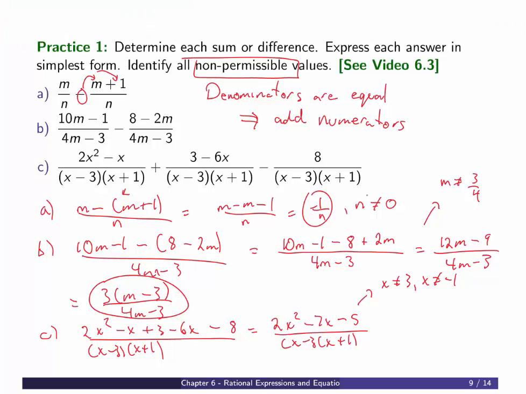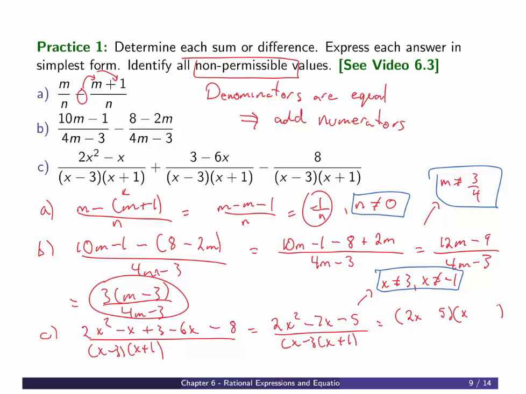Okay, maybe we'll do it in a different color here so that stands out. Those are the non-permissible values. Okay, and now, of course, we should be able to factor this. That will probably give us a nicer result.